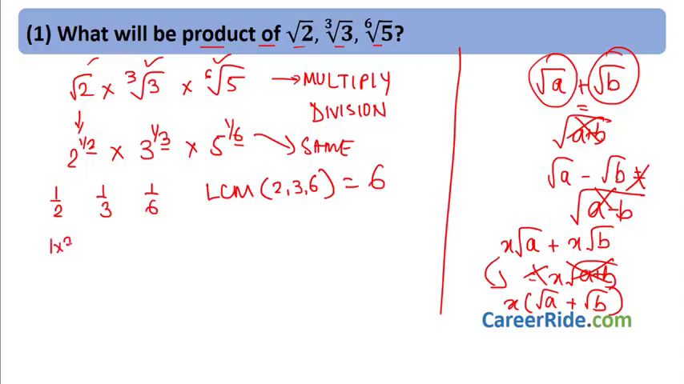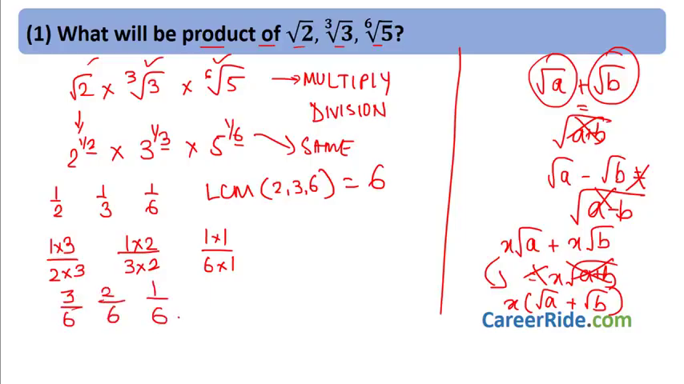So 1 into 3 upon 2 into 3 is 6, 3 into 2 is 6, 1 into 2 and 1 into 1 and 6 into 1. So what will we get over here? We will have 3 upon 6, 2 upon 6, 1 upon 6, right? So all three would be nothing but 2 raised to 3 upon 6, 3 raised to 2 upon 6 and 5 raised to 1 upon 6.